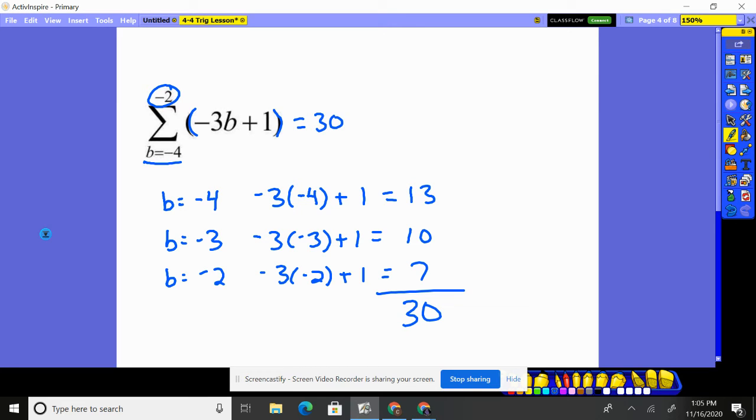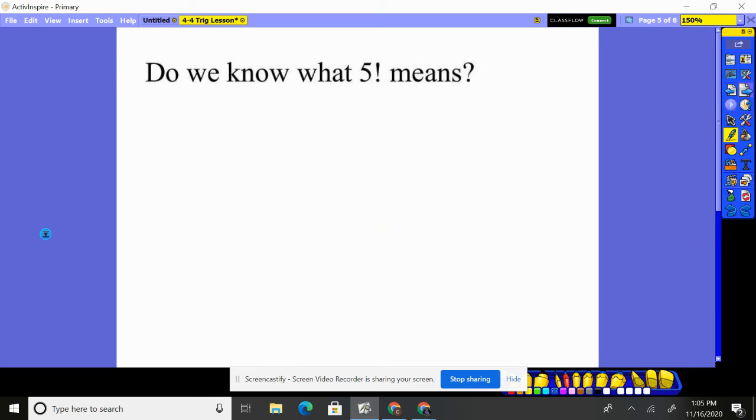It's that simple. The summation is just saying, hey, add all these up. And again, this tells you where to start. This tells you where to stop. It's that simple. Not a challenge at all, really.